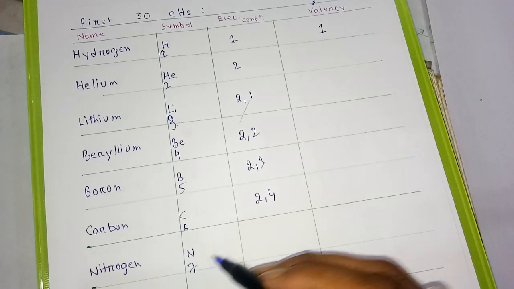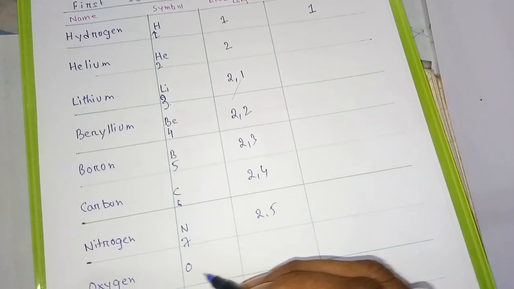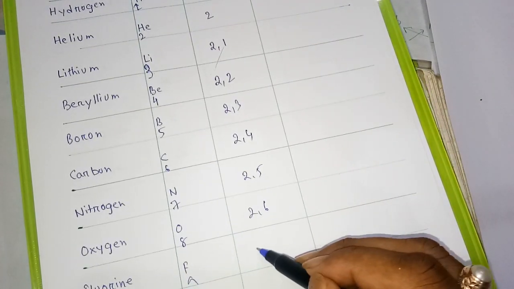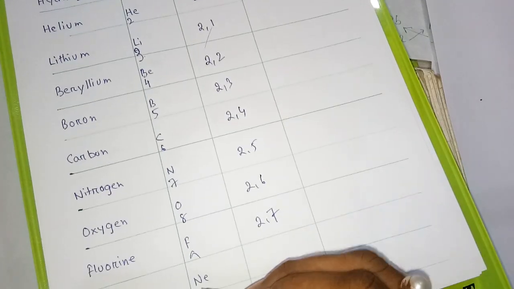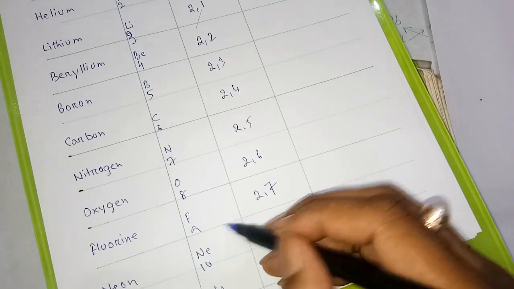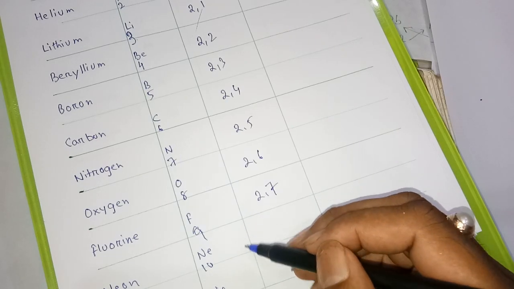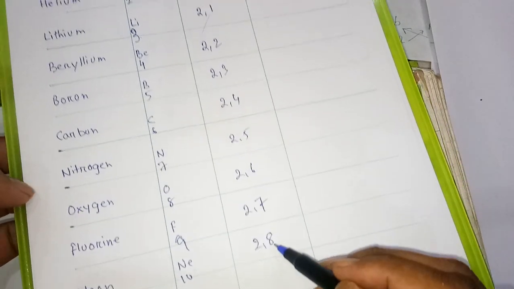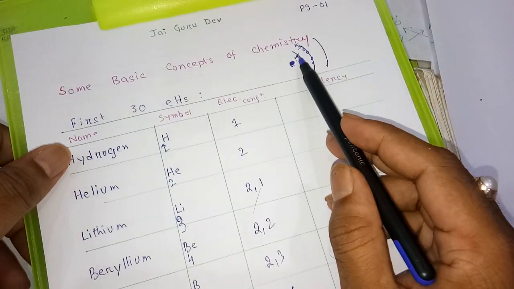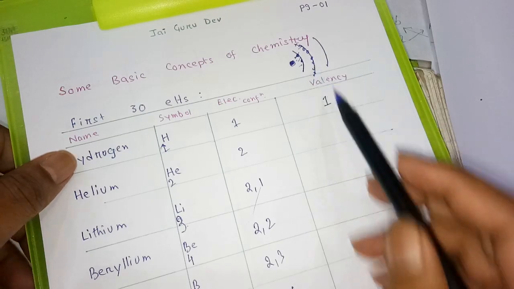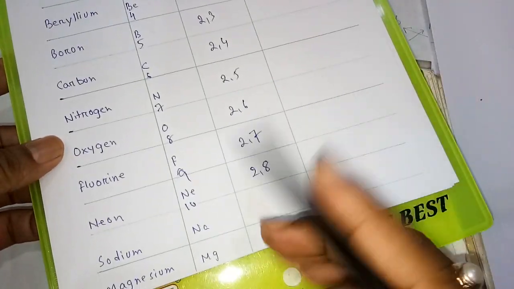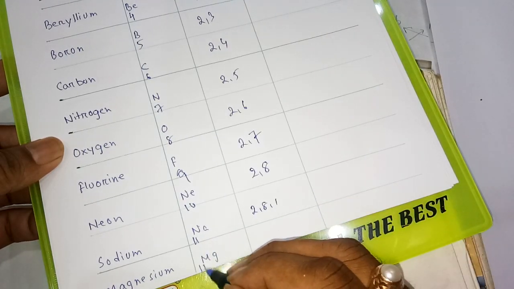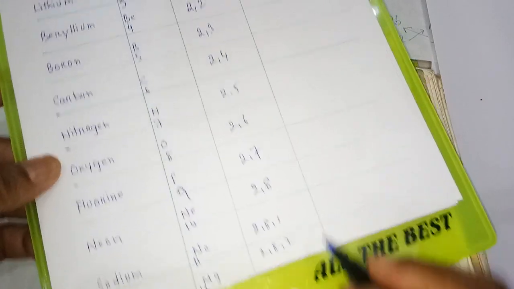Nitrogen is 7, this is 2, 5. Oxygen is 8, 2, 6. Fluorine is 9, 2, 7. Neon is 10, 2, 8. Now 8 means 2 electrons in the first shell, 8 electrons in the second shell, and it is complete. Now if I write sodium, this is 11, this is 2, 8, 1. Magnesium 12, 2, 8, 2.